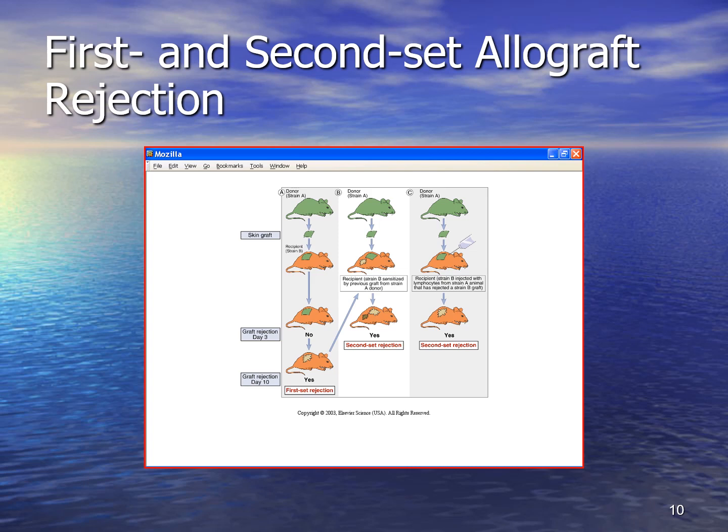Further, the recipient, which can be considered strain B, is sensitized by a previous graft from a strain A donor. Similarly, in case C, the recipient, strain B, is injected with lymphocytes from a strain A animal that has rejected a graft. Basically, in the first column there is graft rejection on day 3, which is the first set of rejection, while in the other two, images B and C, the second set of rejection can be seen.